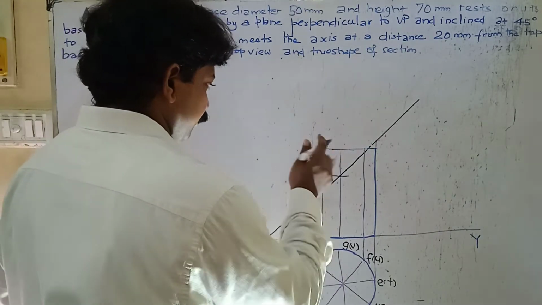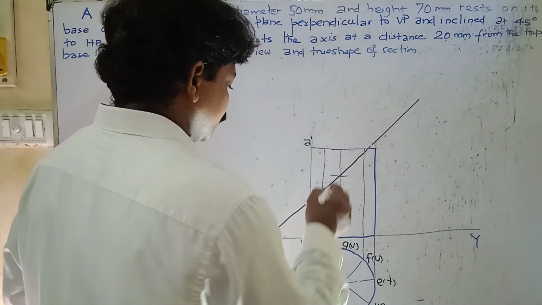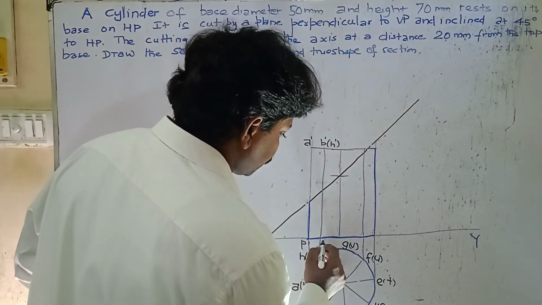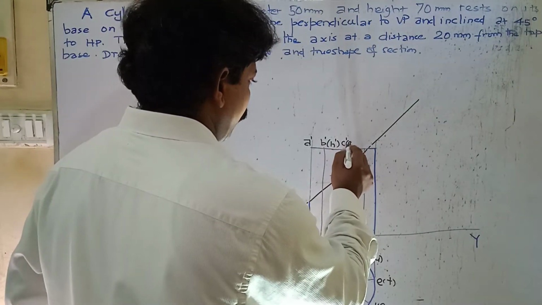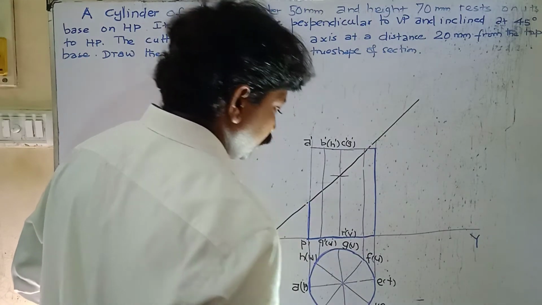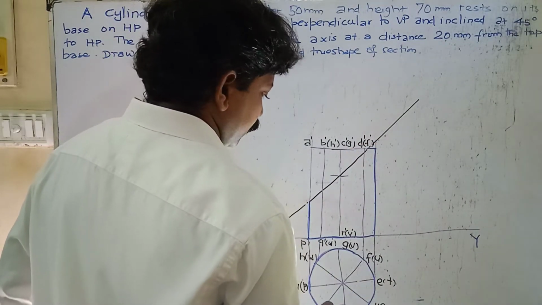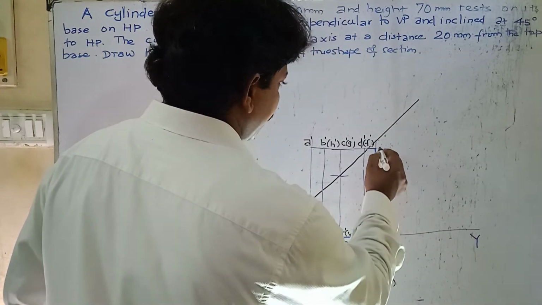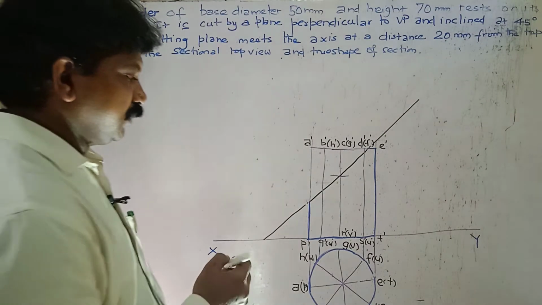Before that, give the naming to the front view: A dash, T dash; B dash, H dash; Q dash, W dash; C dash, G dash; R dash, B dash; D dash, F dash; S dash, U dash; E dash, D dash. So give the naming to the cutting points.